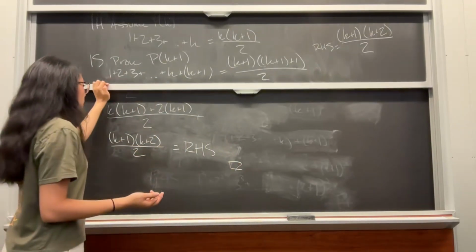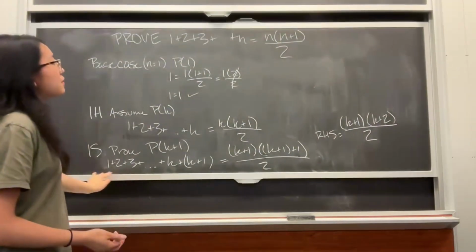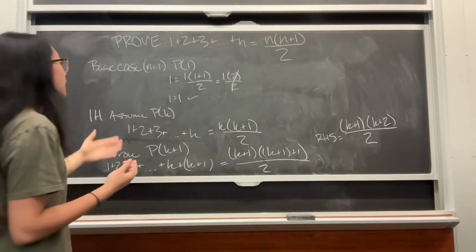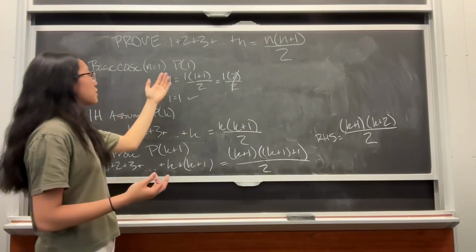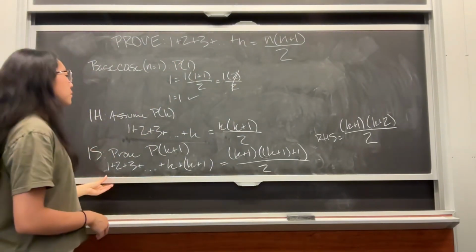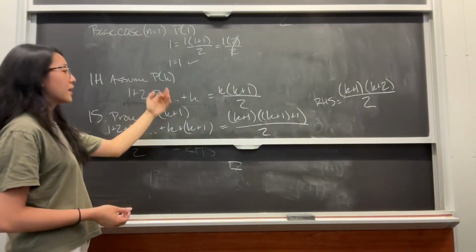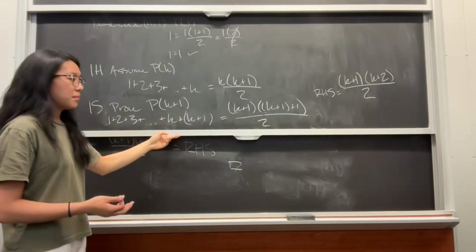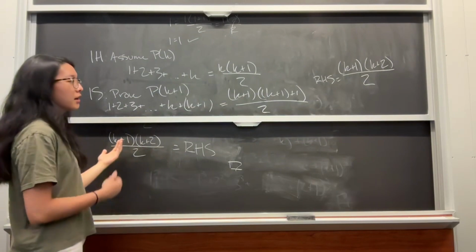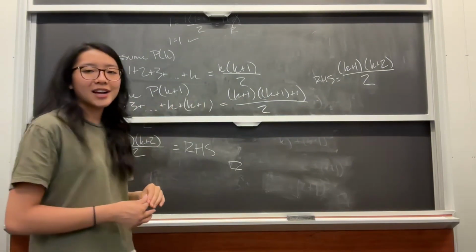And what that means for us is that we just proved that this statement is correct, because we already said the initial case was true, so it's true for P(1), and we said that if it was true for P(k), then it would be true for P(k+1), and we just did that by finding an equivalence between our two sides.